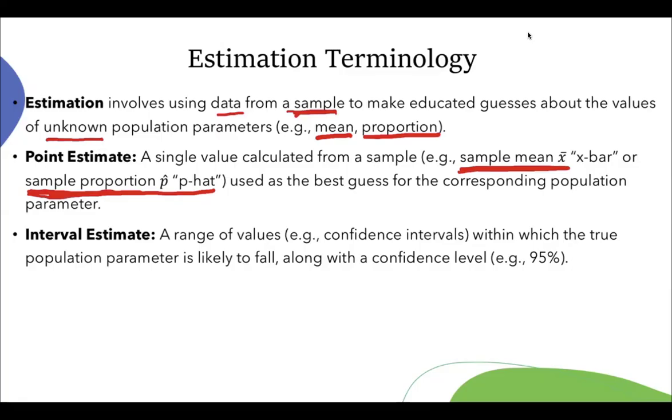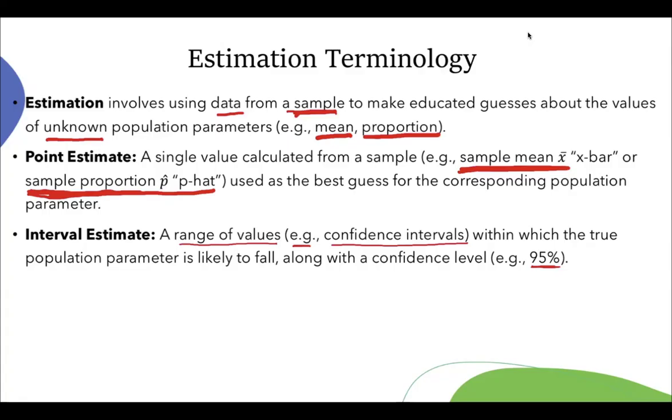So when we take that point estimate and we find a range of values around it, we call it an interval estimate. It's a range of values. For example, a confidence interval, that's what we're going to call our range of values, within which the true population parameter is likely to fall, along with a level of confidence. So we're going to have a degree of confidence that's either going to be 90, 95, or 99%, and our interval estimate is a range of values that we hope the true population parameter is inside.